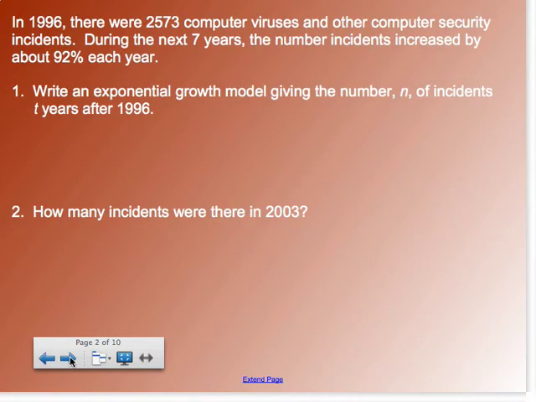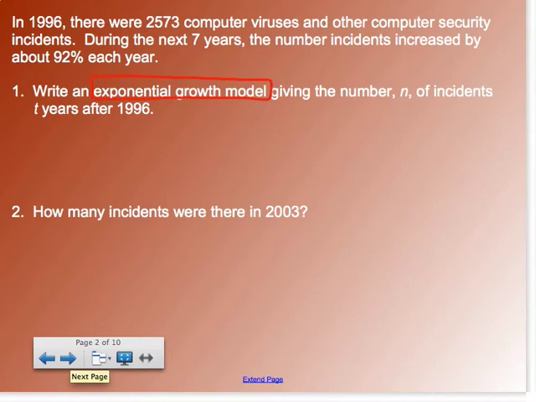Let's do a one. Here's a problem. In 1996, there were 2,573 computer viruses and other computer security incidents. During the next 7 years, the number of incidents increased by about 92% a year. So in number 1, it says, I want to write an exponential growth model giving the number n of incidents t years after 1996. Right away it tells me, hey, I want, and I'm going to put a little box around it, an exponential growth model.